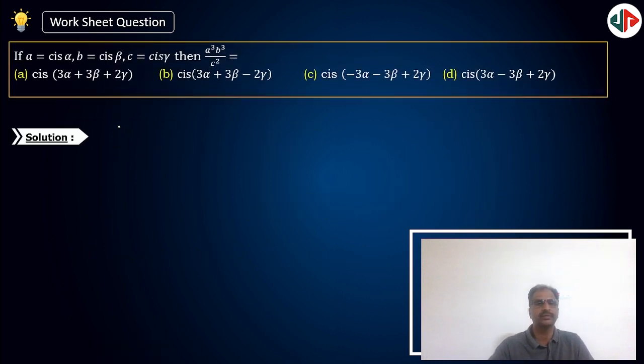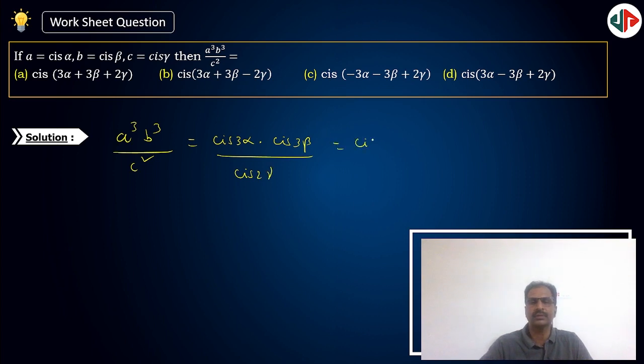Next, A is cis alpha, B is cis beta, C is cis gamma. You have to find A cube, B cube by C square. What is A cube? Cis alpha whole cube, cis 3 alpha. Cis beta whole cube, cis 3 beta. Cis gamma whole square, cis 2 gamma.